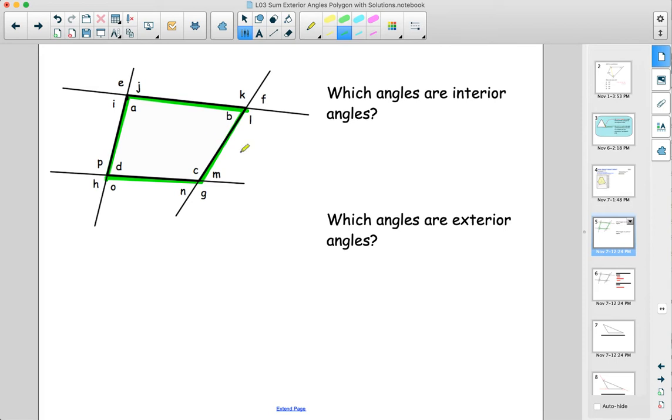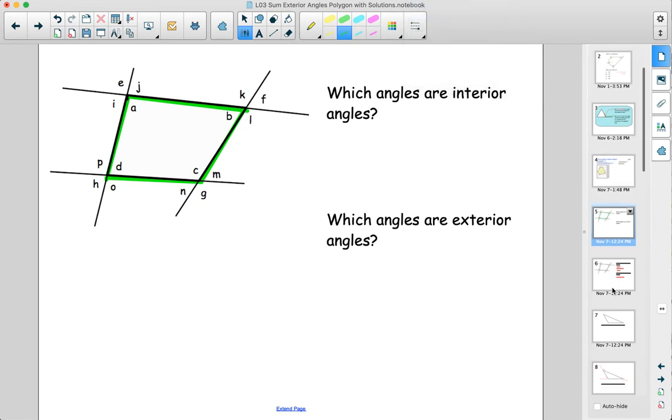So again, a time to ponder pause. Just put out the letters of the angles that are interior, the letters of the angles that are exterior, and we should add the angles or the letters that are equal to the interior angle. And again, a time to ponder pause. All right, resuming.